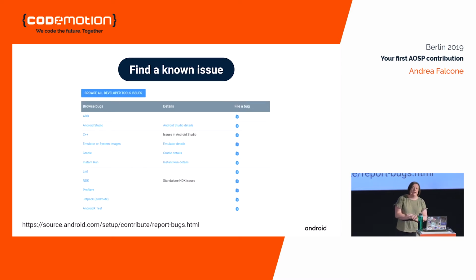You can look at known issues. At the bottom of one of the docs pages, there's a place, this guy here, where you can report bugs. I'm standing in front of a link to all of the top-level components for bugs that can be filed or fixed.